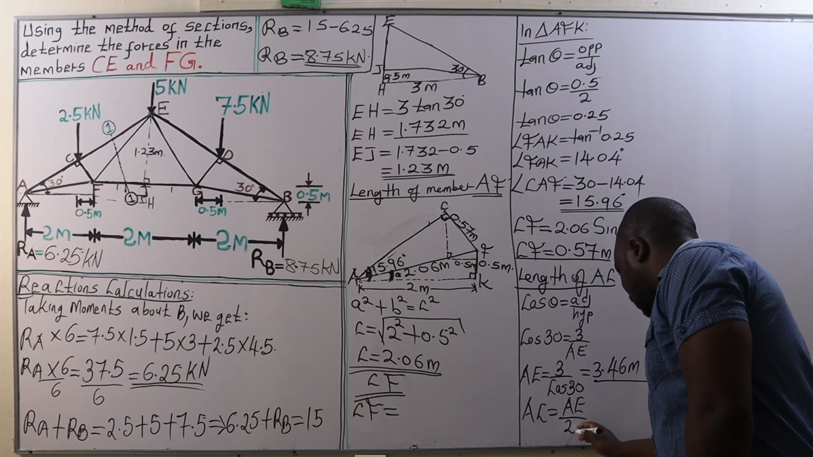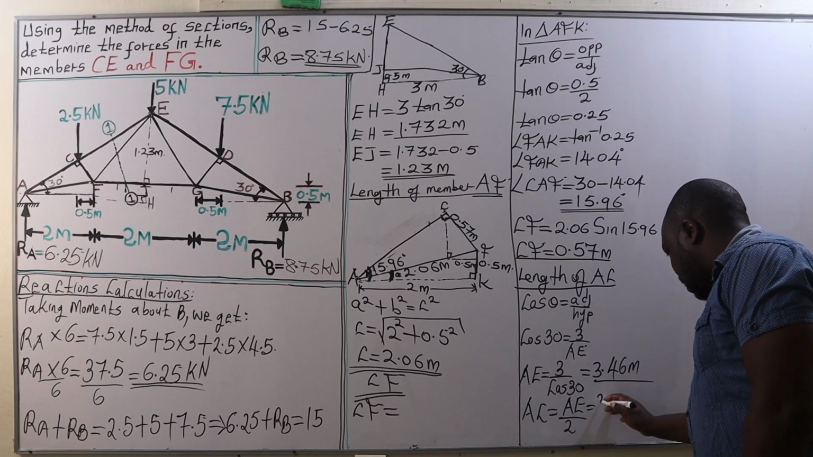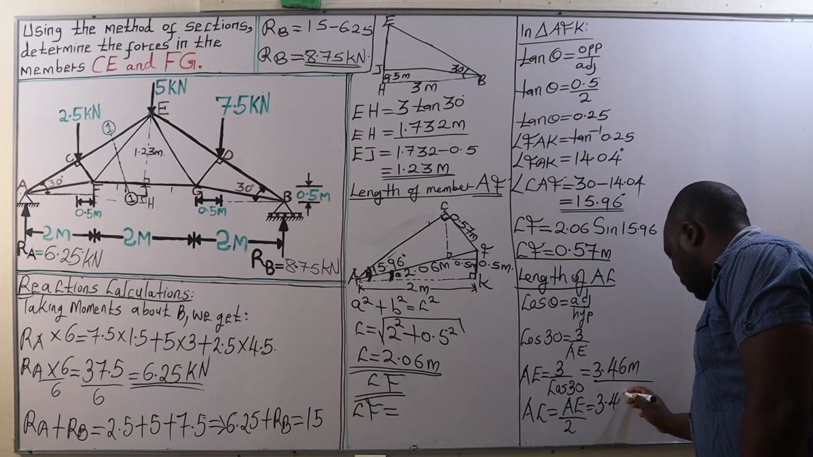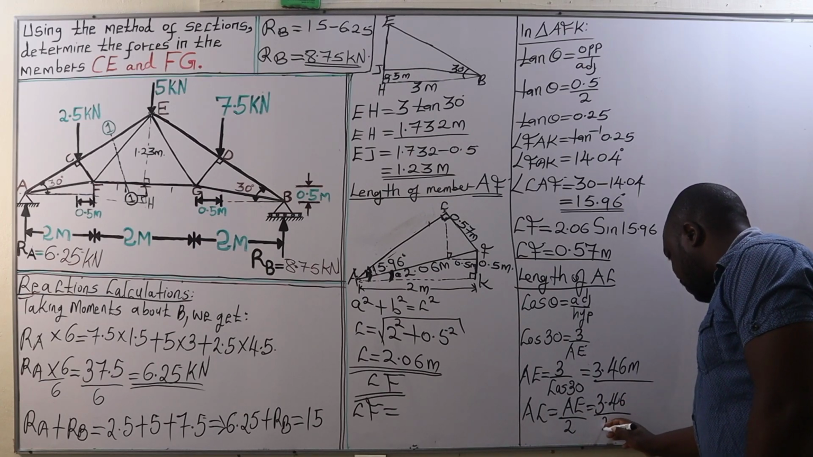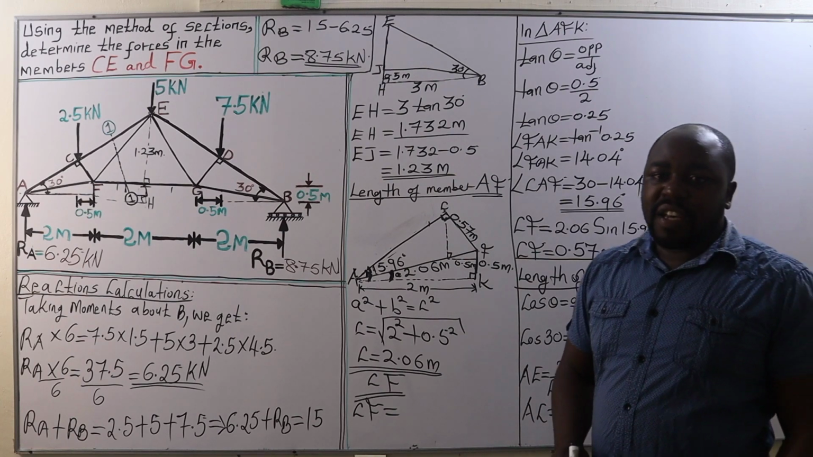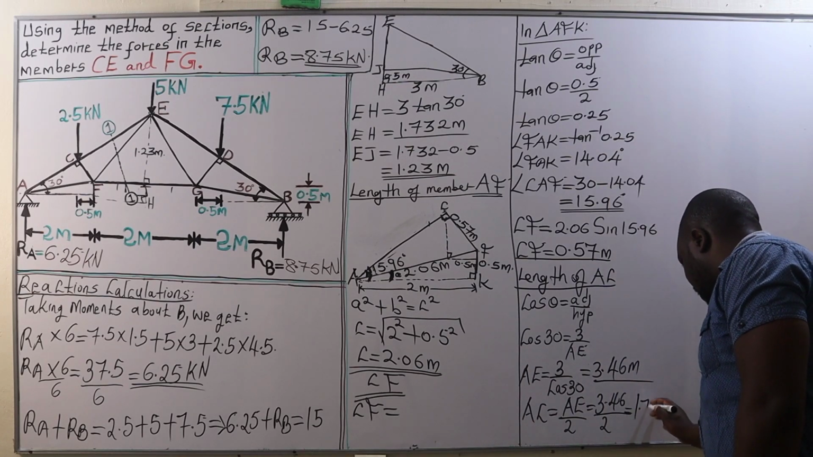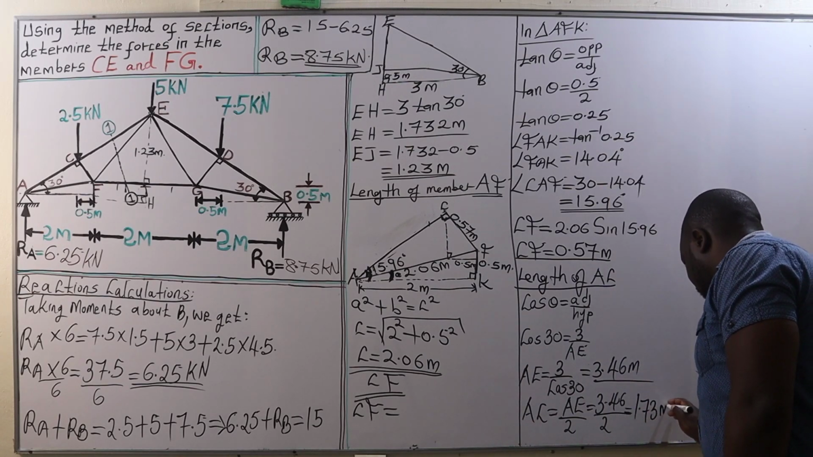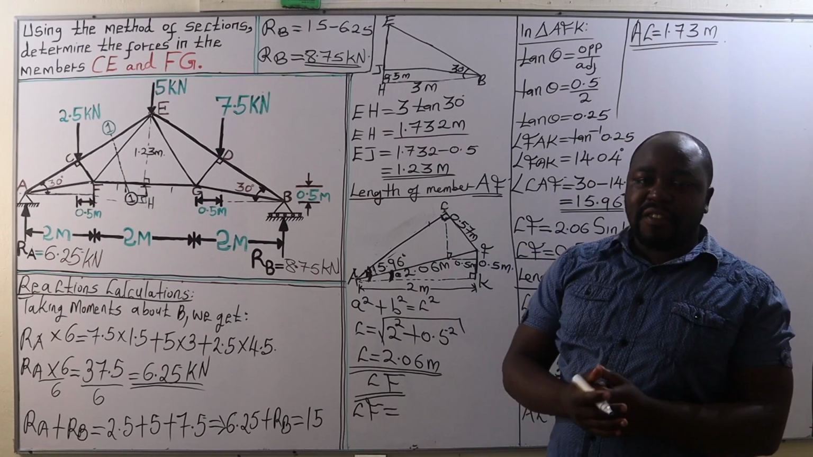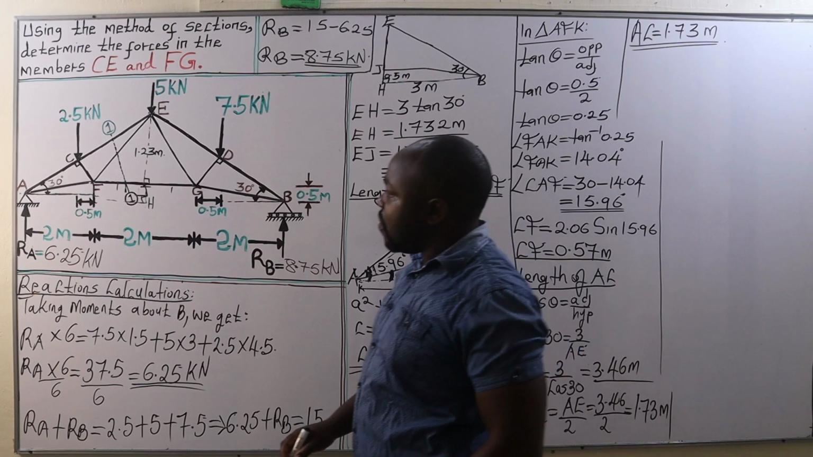Now, as we have said, AC will be given by half of AE. Therefore, AC is half of AE, and AE is 3.46 meters. Therefore, 3.46 meters divided by 2 is 1.73 meters. So, ladies and gentlemen, we now have the length of the various members that we require.